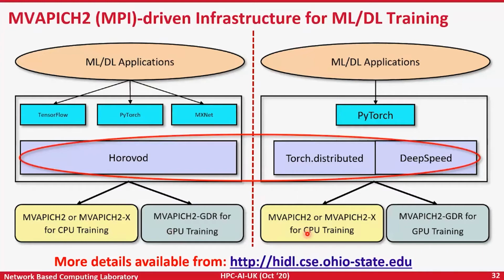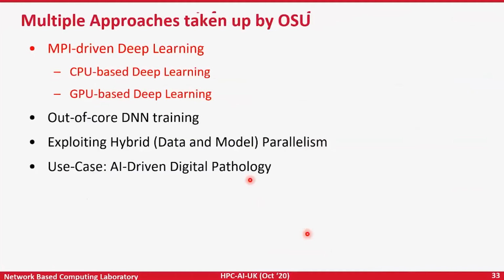And I'll try to show some of these numbers here. I'll try to show some basic CPU and GPU-based numbers. Then I'll try to show you some advanced solutions like out-of-core training, how we can exploit hybrid parallelism, and I'll show you a use case using AI-driven digital pathology.